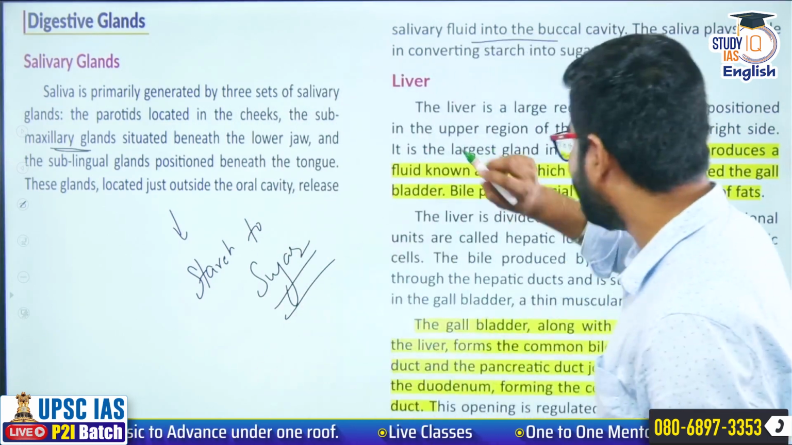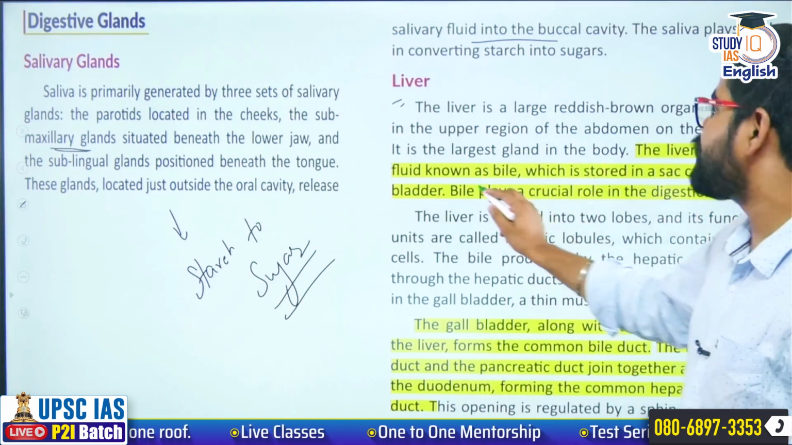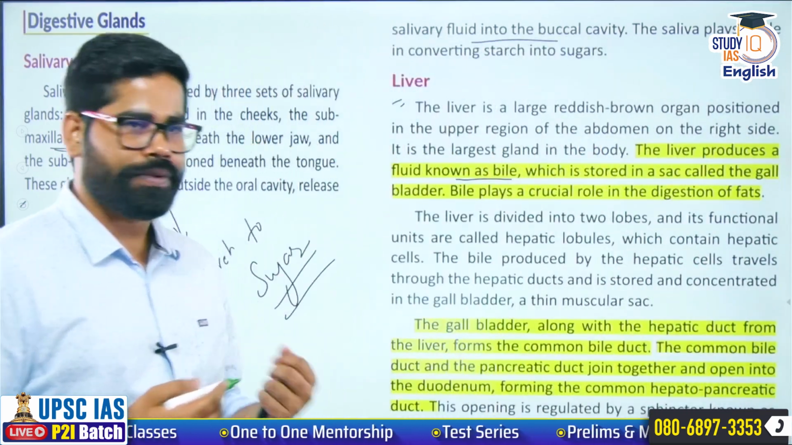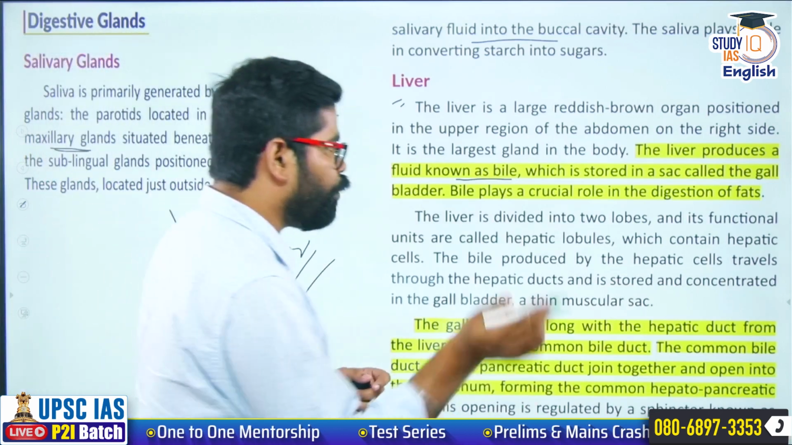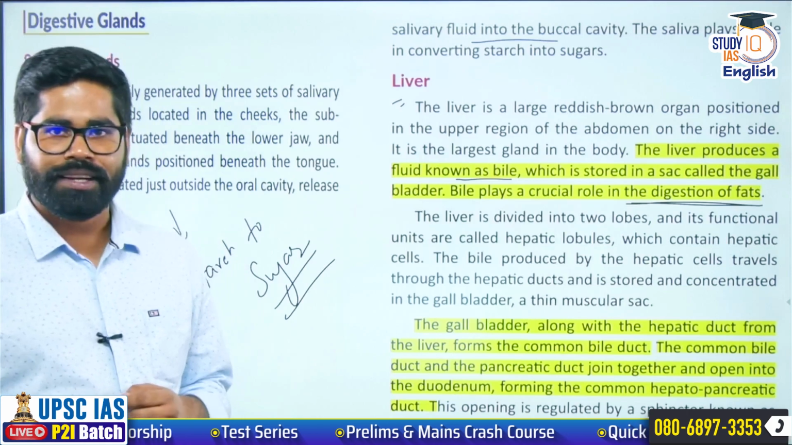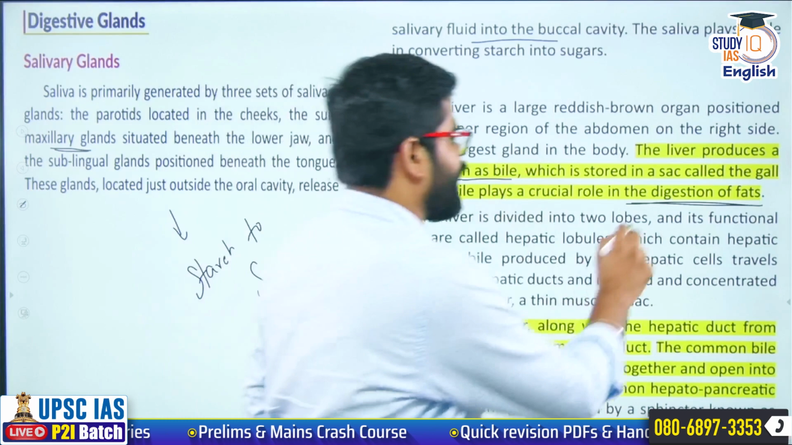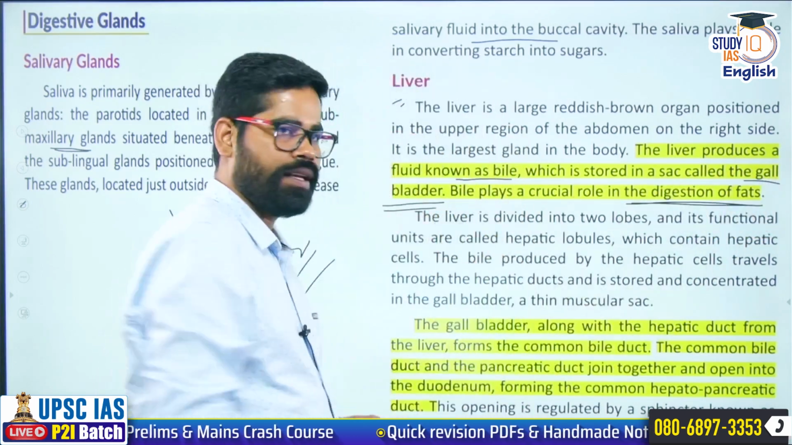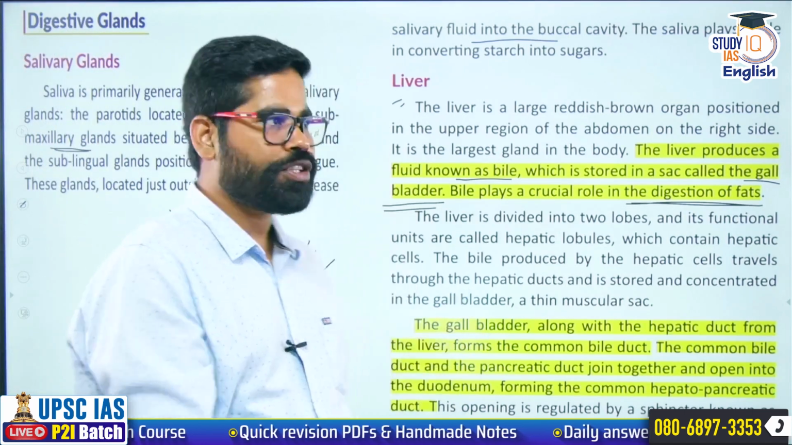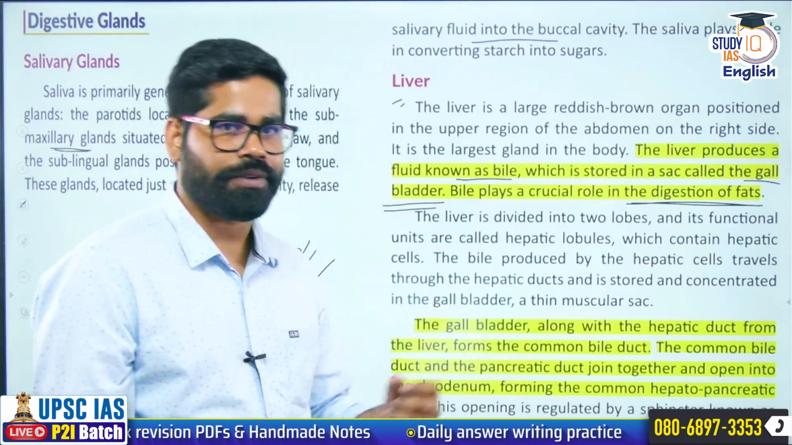Then if we talk about the liver, basically the liver produces a fluid which is called bile. And what is the role of it? It helps in digestion of fat. Now, do understand one more thing here. This bile is stored in a sac called the gallbladder. The gallbladder, which we have seen in the image just below the liver, is the position where the bile juice is stored after the secretion from the liver.